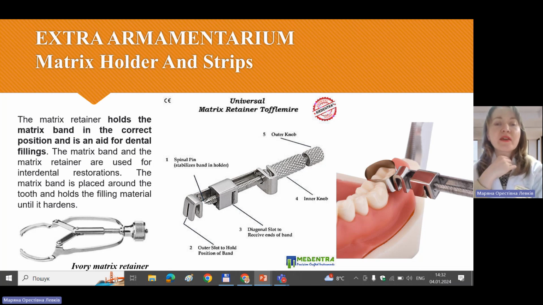The matrix retainer holds the matrix band in the correct position and is an aid for dental fillings. The matrix band and the matrix retainer are used for interdental restorations. The matrix band is placed around the tooth and holds the filling material until it hardens.